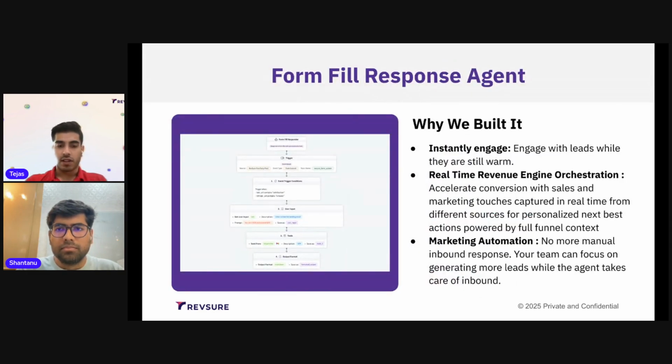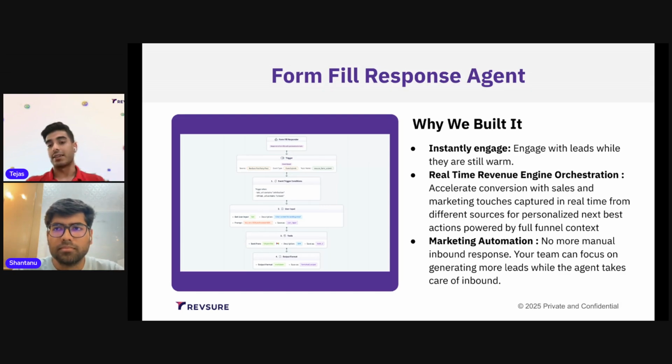All right, thanks for that, Shantanu. I think that gave us a good background of how the architecture behind our agentic AI works and how our form fill agent actually also works in the background. Now let's actually get into the agent itself. I'd like to start with why we built it.